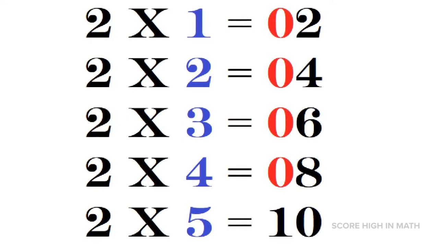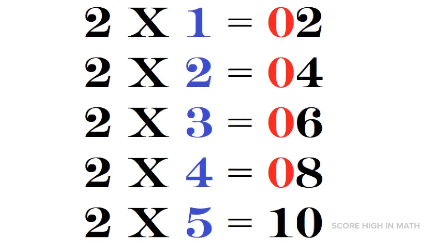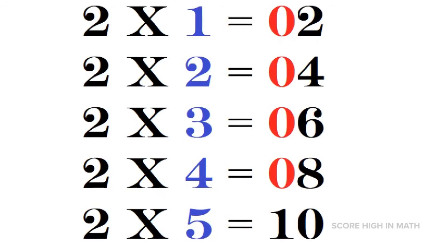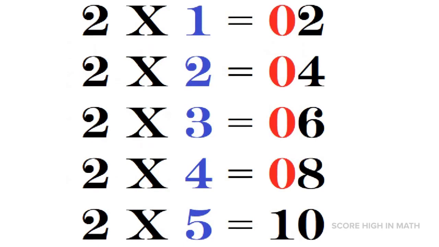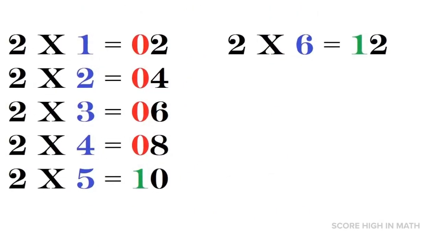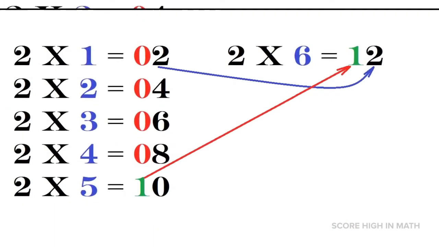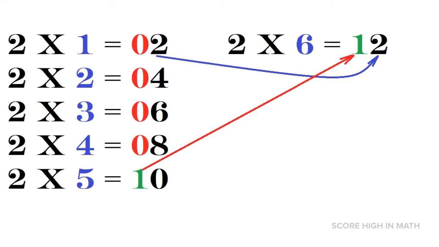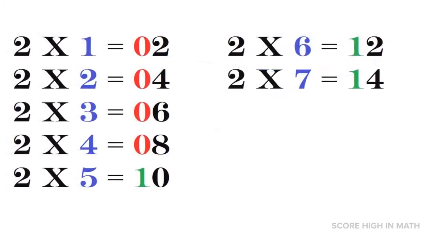Now, I want you to notice all the answers. It is keep counting by 2. Look, 2, 4, 6, 8, 10. Let us move to 2 times 6. It is equal to 12. You took the tens from 2 times 5 and the ones from 2 times 1.